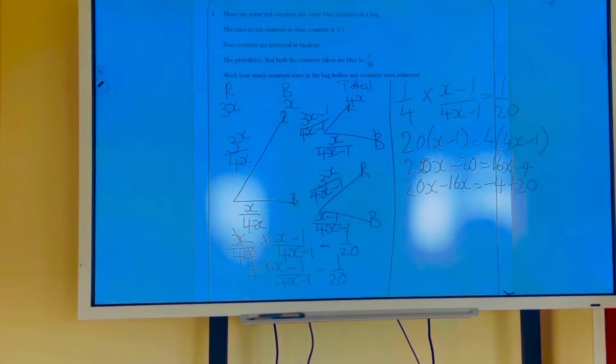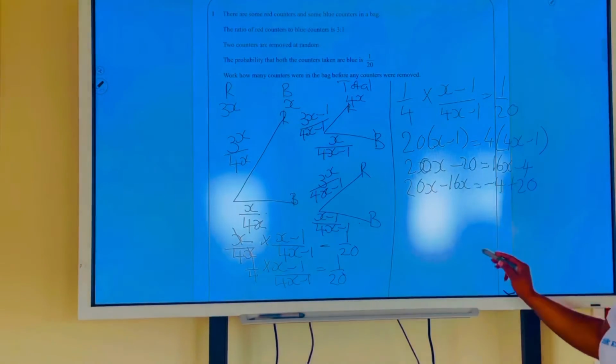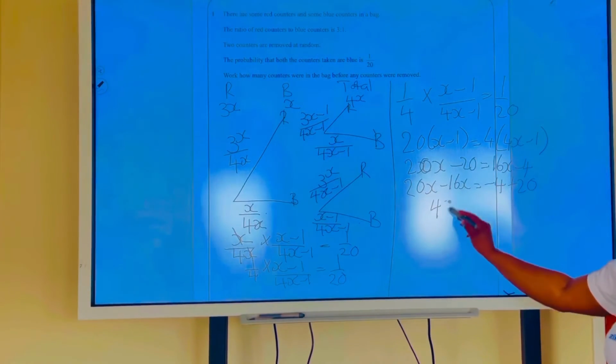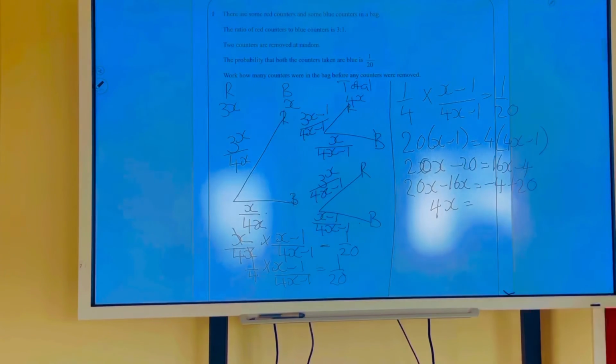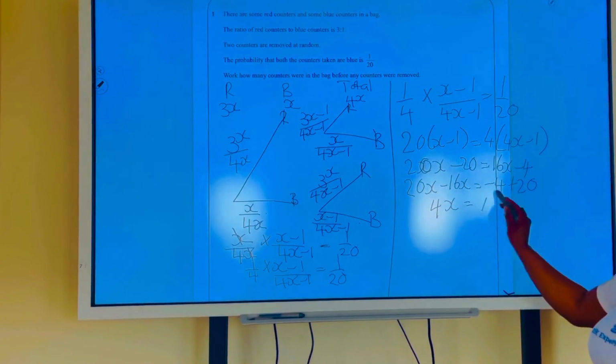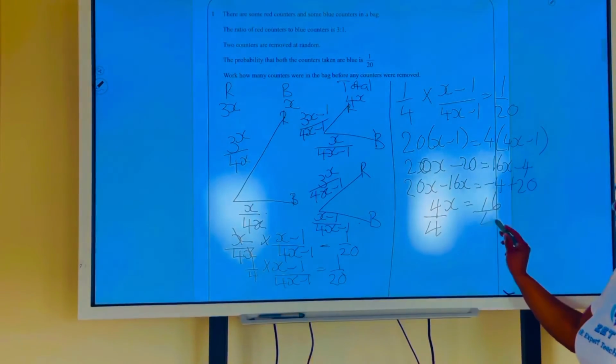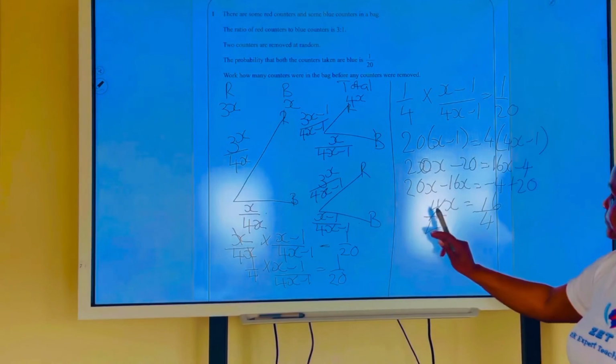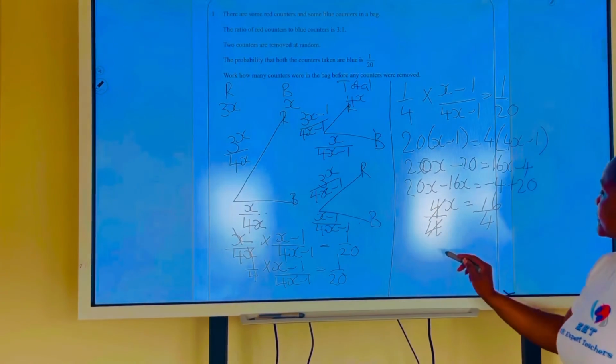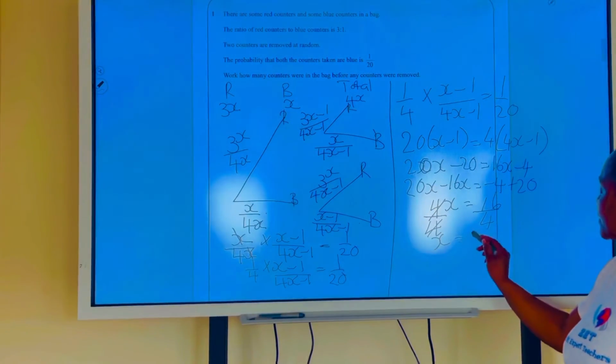Now 20x minus 16x will be 4x. Then this will be minus 4 plus 20. Remember, we're going up the number line, so that will be 16. Now I'll divide both sides by 4. This will cancel that, and my x would be 4.